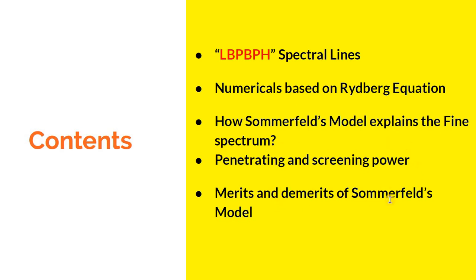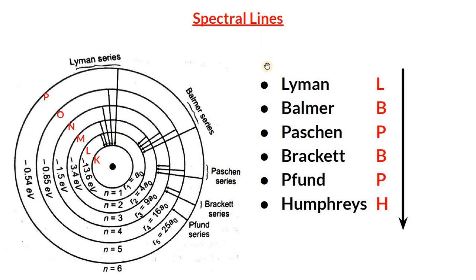Then I will discuss some merits and demerits of Sommerfeld's atomic model. It is not the exact atomic model, because it has some classical mechanical concepts and some quantum mechanical concepts, so it is both classical and quantum mechanical. It is also a part of the old quantum theory. This will be our discussion in today's video. So let's have a look at the different spectral lines.